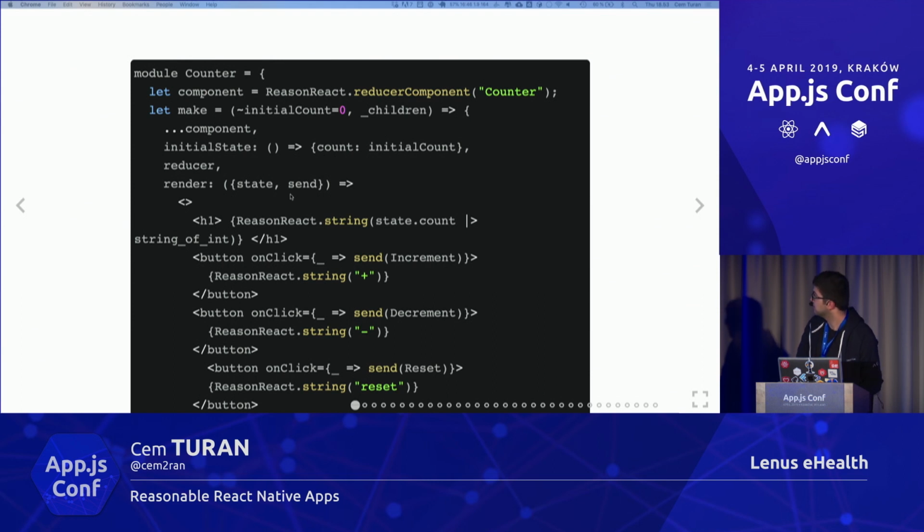And here is the actual component. We give it an initial count, and the tilde here is a way of declaring named arguments. This is how props are represented. And you can also give it a default value. So we give the reducer component an initial state, the reducer we saw previously, and also a render method. And here we have access to the state and send, which you could think of as dispatch in Redux.